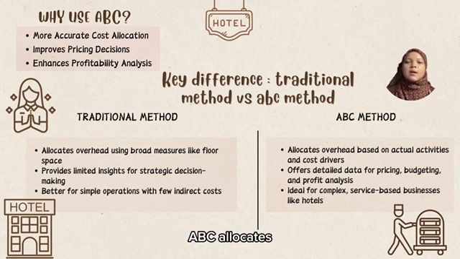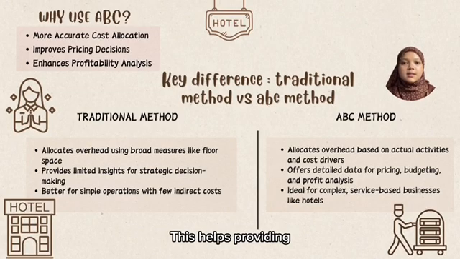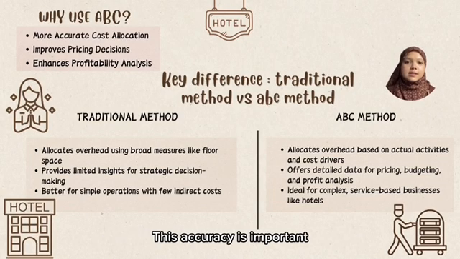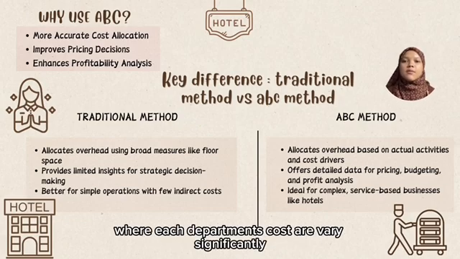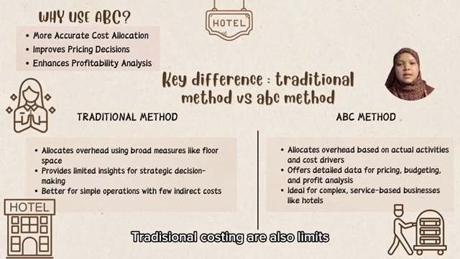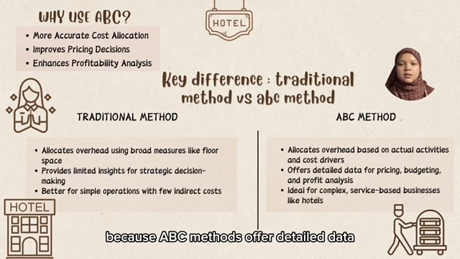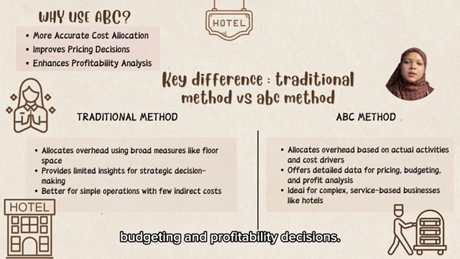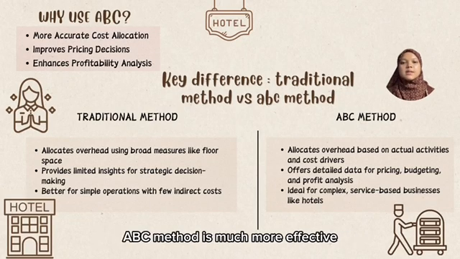On the other hand, ABC allocates costs based on actual activities and cost drivers. This helps provide a much more accurate view of service costs. This accuracy is important, especially in the hospitality sector, where each department's costs vary significantly. Traditional costing also limits decision-making because ABC methods offer detailed data that helps managers make better pricing, budgeting, and profitability decisions. In short, for service-based businesses like hotels, the ABC method is much more effective.